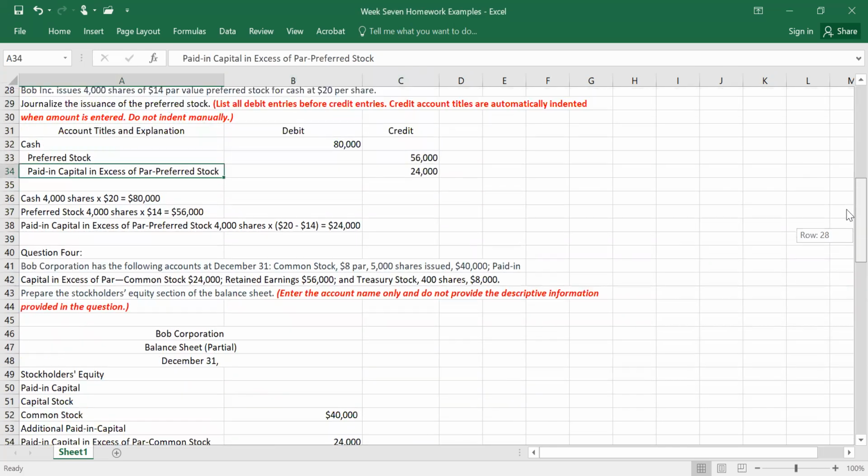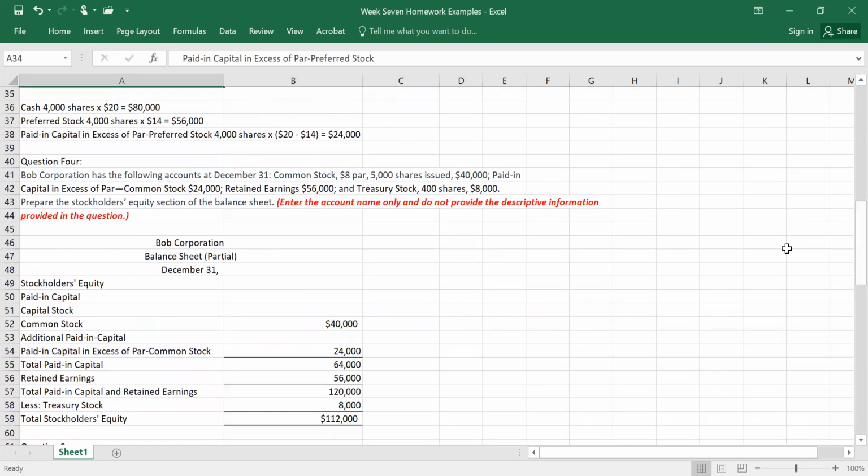Question 4. Question 4, Bob has the following accounts at December 31st. Common stock, 8 par, 5,000 shares issued, $40,000. Paid in capital in excess of par common stock, 24,000. Retained earnings, 56,000. Treasury stock, 400 shares, that totals 8,000. We want to prepare the stockholders' equity section of the balance sheet.